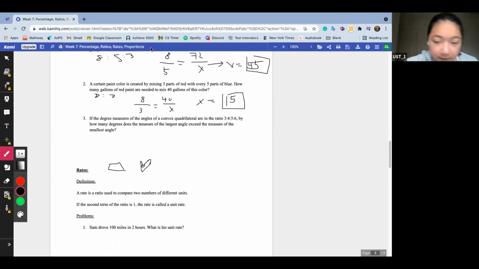Okay, so I want to explain it now. You already got the right answer, so I want to explain it. The sum of the angles in a quadrilateral always adds up to 360.